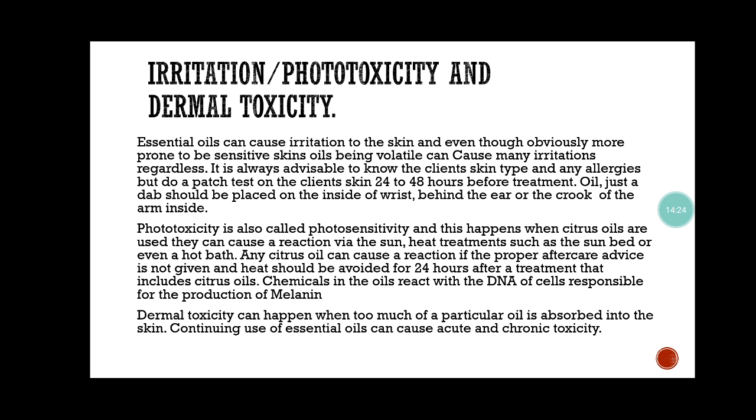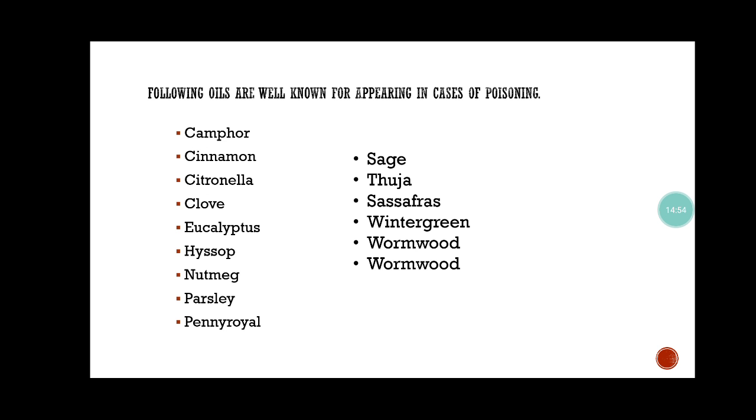Dermal toxicity can appear when too much of a particular oil is absorbed into the skin. And this is when it's used every day or whatever, you know, like too much, because it's being soaked into the skin. And there's particular oils that are more likely to cause this, but the more you use it, if you're going to use it every day, it will be toxic. These are the ones that have been known for appearing in cases of poisoning via the skin.